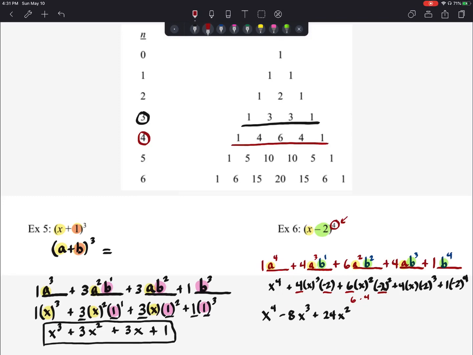For the next one here, we've got 4, and then we've got negative 2 to the third. Well, that's like saying 4 times a negative 8. 4 times negative 8 is negative 32. So we're going to have a negative 32 x to the first. And then our last one here, we have 1 times a negative 2 to the fourth. So since it's an even exponent, we know it's going to be positive. So that would be plus 16. And that is our answer.